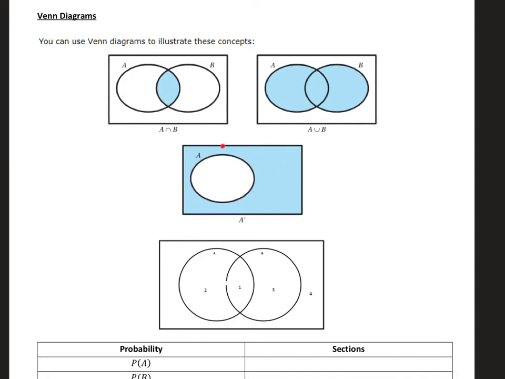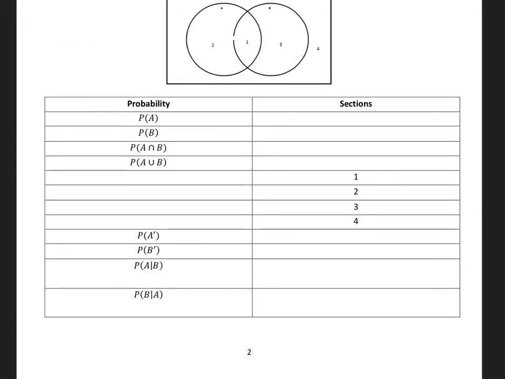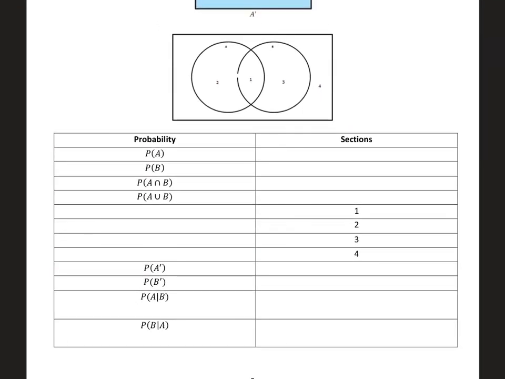On this diagram, the blue bit is everything that's not A, so everything that's outside A is not A. And what we're going to do is we're going to use this Venn diagram here, which I've numbered, so you can't really read it that well actually, but the circle on the left is A, the circle on the right is the event B, and I've numbered the different areas. So I'll do that.